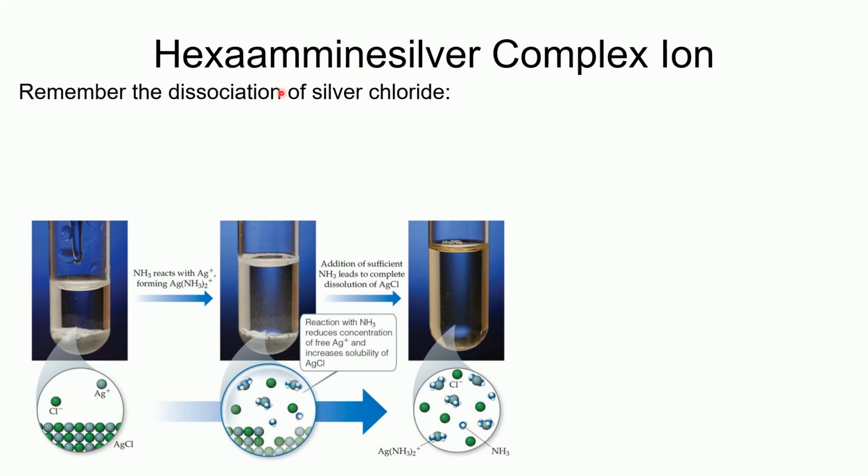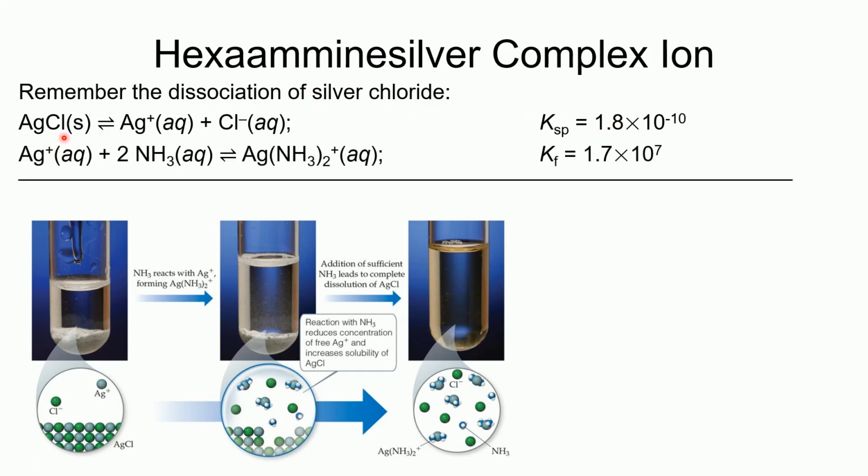So the dissociation of silver chloride, this is one that, like I said, we do in lab. Silver chloride is not very soluble. Here is our solubility product for silver chloride. And if we add that reaction to the formation constant one, so silver plus 2 ammonia molecules gives us the silver diamine complex ion.